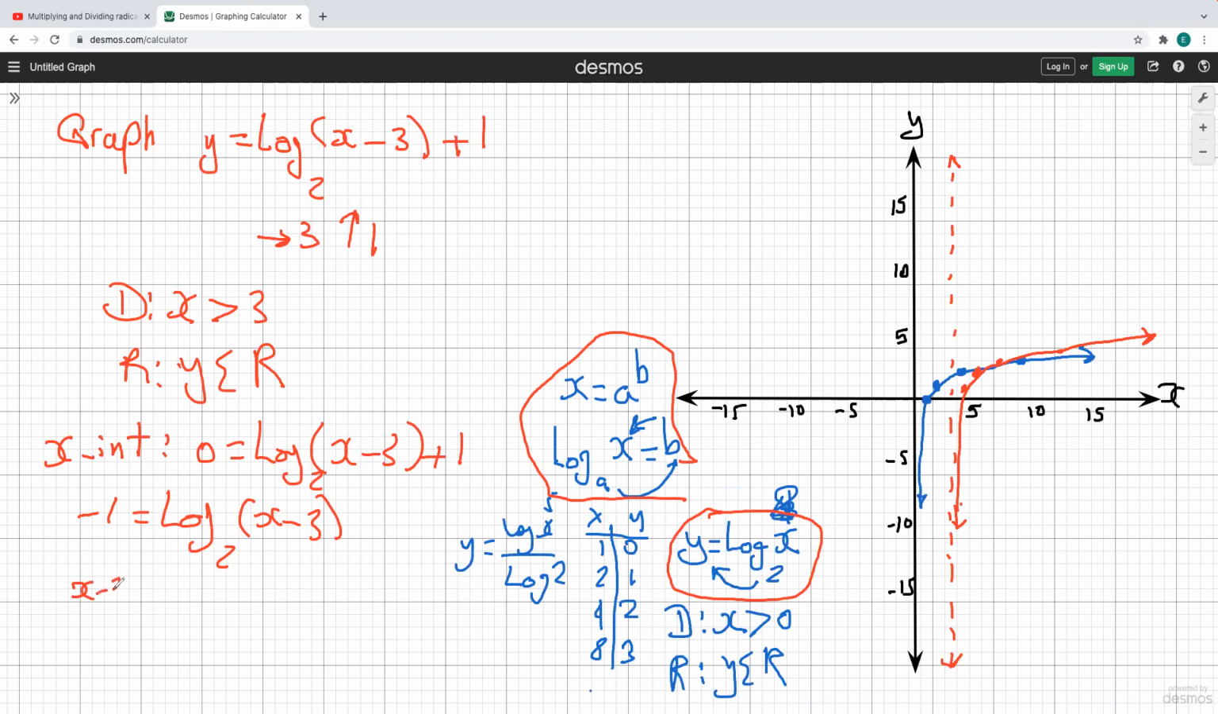So x minus 3 equals 2 to the power of negative 1. And that's x minus 3 equals 1/2, because 2 to the negative 1 is the same as 1 over 2 to the 1. And therefore now we're just going to add the 3 to the other side. So we get x equals 3 plus 1/2, which is 3.5, and that's my x-intercept. And that's basically how you graph logarithmic functions.